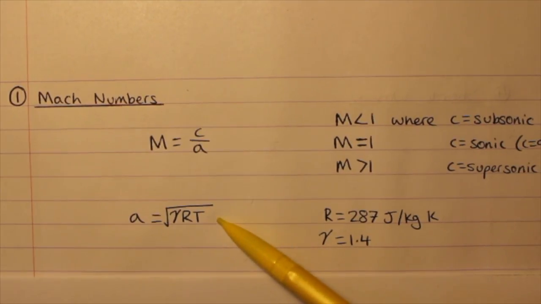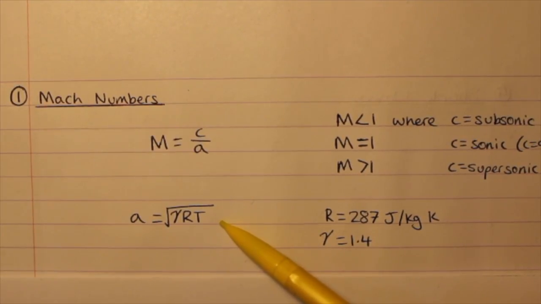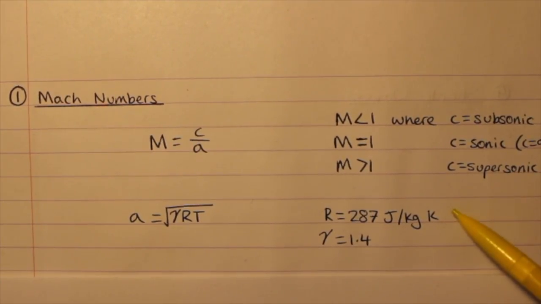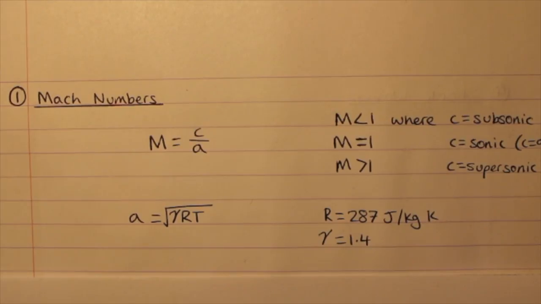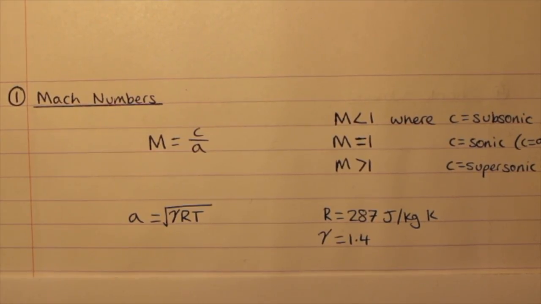a is equal to the square root of gamma multiplied by R multiplied by T, where gamma is the specific heat ratio, R is the characteristic gas constant, and T is the local static temperature. We are interested in 3 main regions: where the Mach number is less than 1, where C is subsonic; where the Mach number is equal to 1, where C is sonic, and this results in C being equal to a; and finally the Mach number being greater than 1, where C is supersonic.